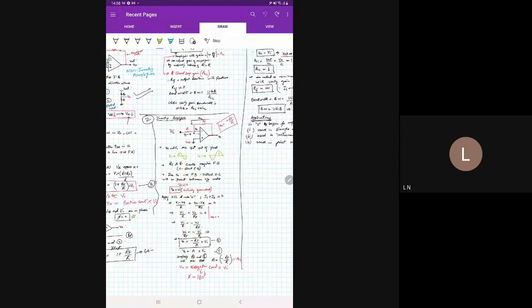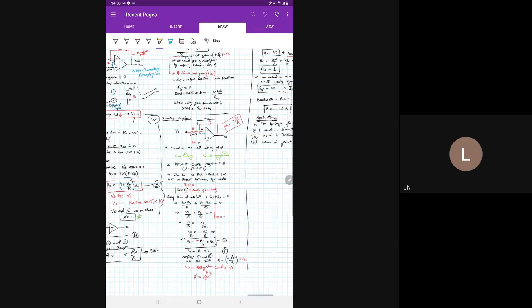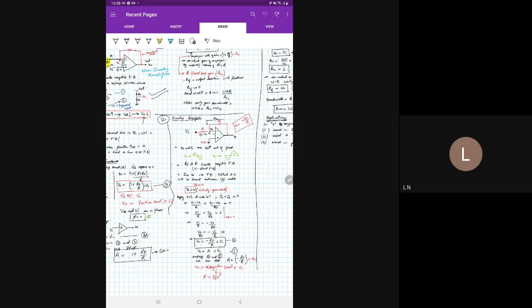And please remember that there is a difference in gain. In the non-inverting amplifier, the gain was 1 plus RF by R, whereas in the inverting amplifier, the gain is equal to minus RF by R. So that is the difference here, gain.